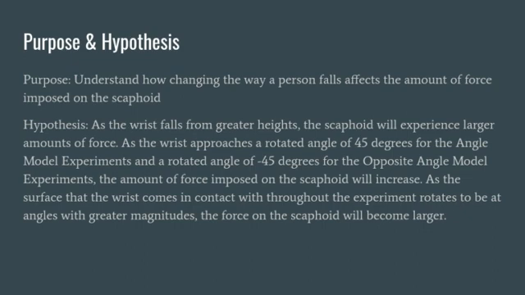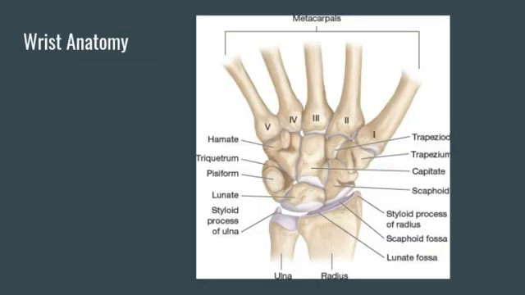There are three main hypotheses. They were, as the wrist falls from greater heights, the scaphoid will experience larger amounts of force. As the wrist approaches a rotated angle of 45 degrees for the angle model experiments, and a rotated angle of negative 45 degrees for the opposite angle model experiments, the amount of force imposed on the scaphoid will increase. And as the surface that the wrist comes in contact with throughout the experiment rotates to be at angles with greater magnitudes, the force on the scaphoid will become larger.